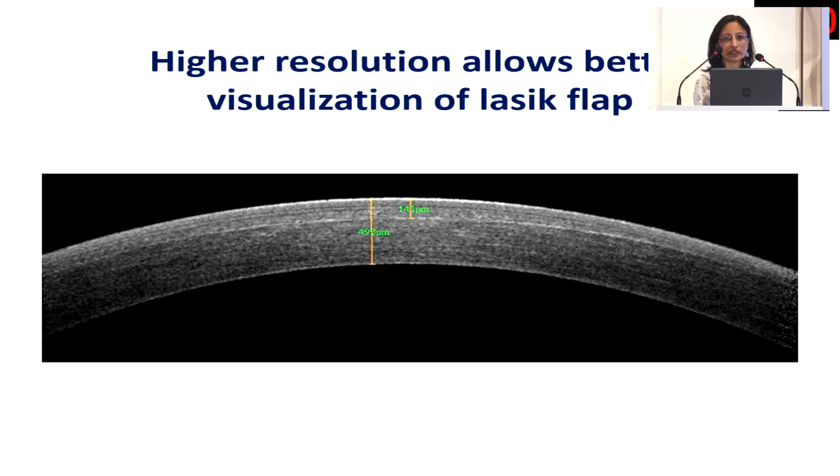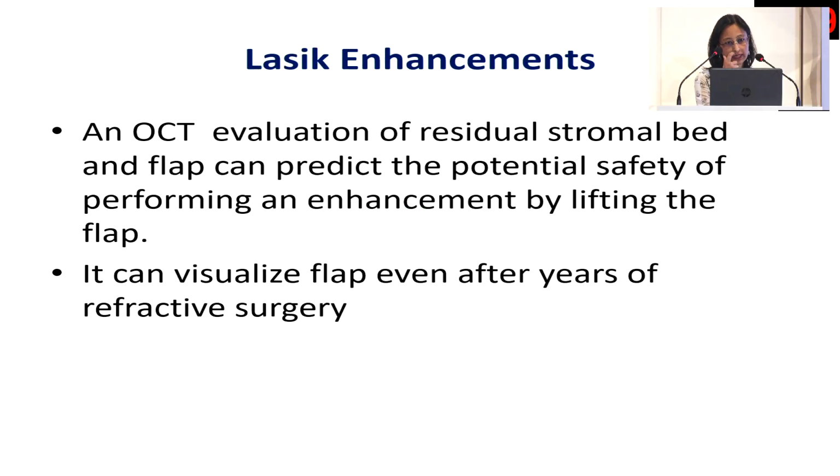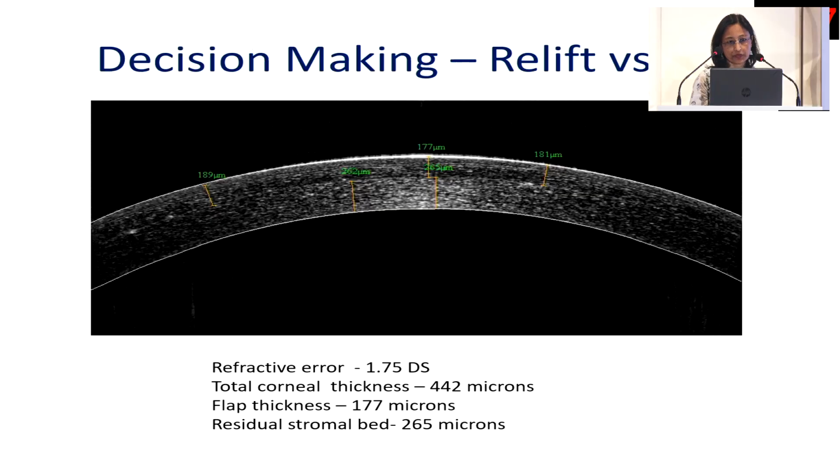Now, in post-refractive surgery, even the whole extent of the flap is very clearly visible on high-resolution OCT even after years of surgery, and this feature is very useful when we plan LASIK enhancements. For example, in this patient, the patient came to us 10 years after the primary LASIK surgery with a refractive error of -1.75 diopter spherical, and patient wanted resurgery. Now, to plan the resurgery, we need to know how much residual stromal bed thickness is there, whether that allows us to treat this power or not. The residual stromal bed in this case was just 265, so it's not safe to relift the flap, so we proceeded with the surface ablation.